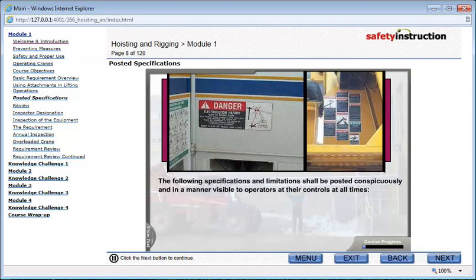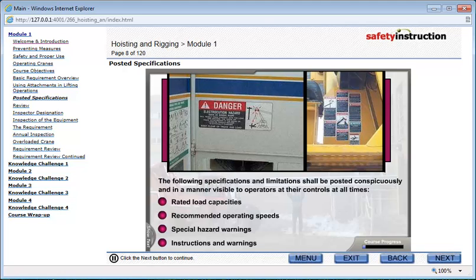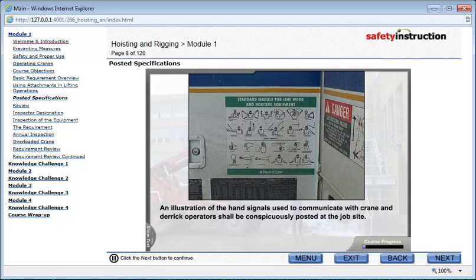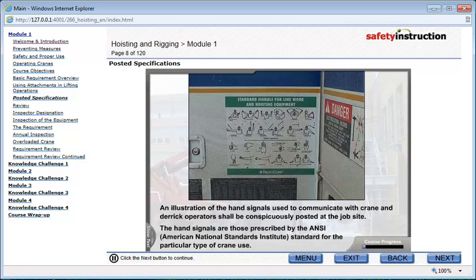The following specifications and limitations shall be posted conspicuously and in a manner visible to operators at their controls at all times: rated load capacities, recommended operating speeds, special hazard warnings, and instructions and warnings. An illustration of the hand signals used to communicate with the crane and derrick operators shall be conspicuously posted at the job site. The hand signals are those prescribed by the ANSI, American National Standards Institute, standard for the particular type of crane used.